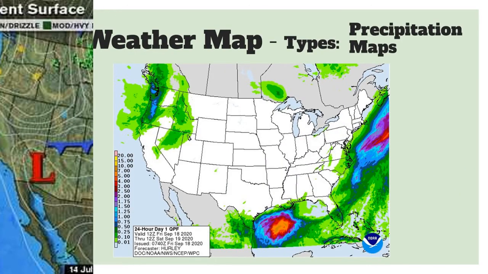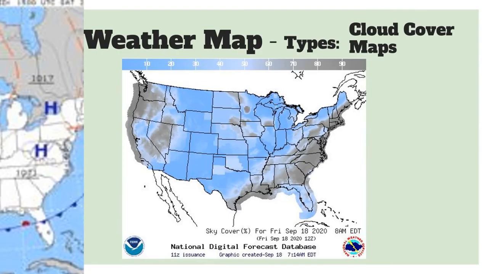This weather map is a precipitation map. Here, it's telling us where the precipitation is happening and how much. Our final weather map we have here is a cloud cover map. Here, it's showing us where the cloud coverage is and exactly how much there is.